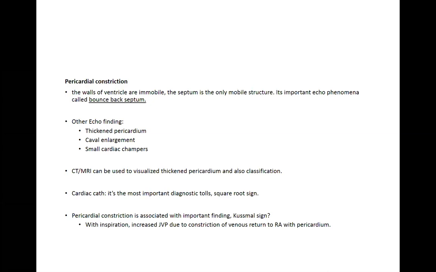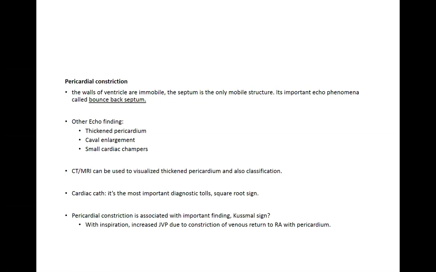Cardiac cath is an important diagnostic tool. It used to be, and still is, the gold standard. And in the next slide, we will show you the square root sign. Pericardial constriction is associated with an important finding, which is called Kussmaul's sign. Does anybody know what Kussmaul's sign is? Decrease in blood pressure of more than 10, with reversal of the decrease of blood pressure with deep inspiration.